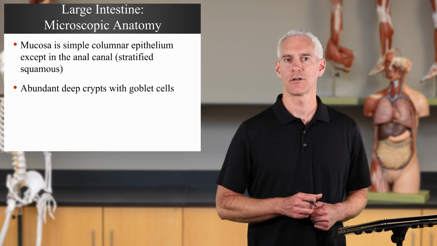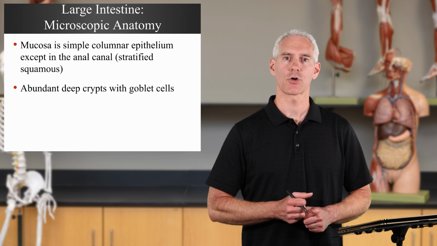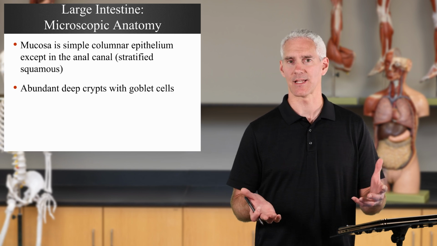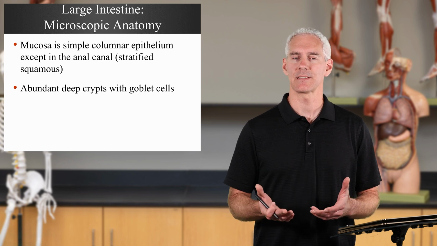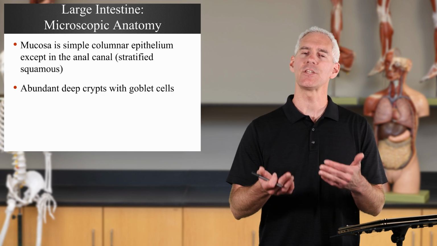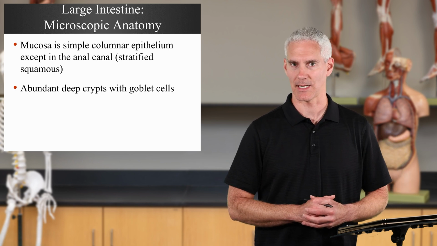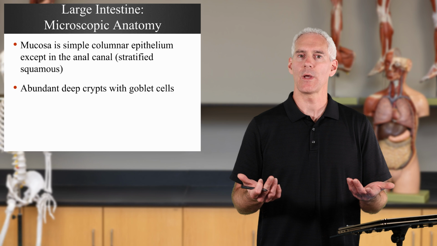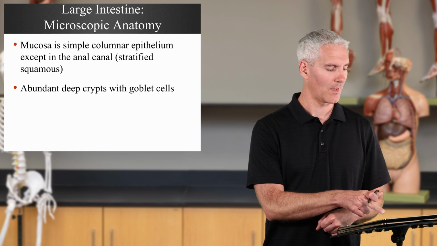All along the entire tract of the large intestines, though, we have these deep crypts. And there's plenty of these because they're filled with mucus. The goblet cells produce mucus, making sure that all of this is propelling onwards without any problems. It's making sure all the waste product keeps on moving, so it doesn't get stuck or blocked at all.